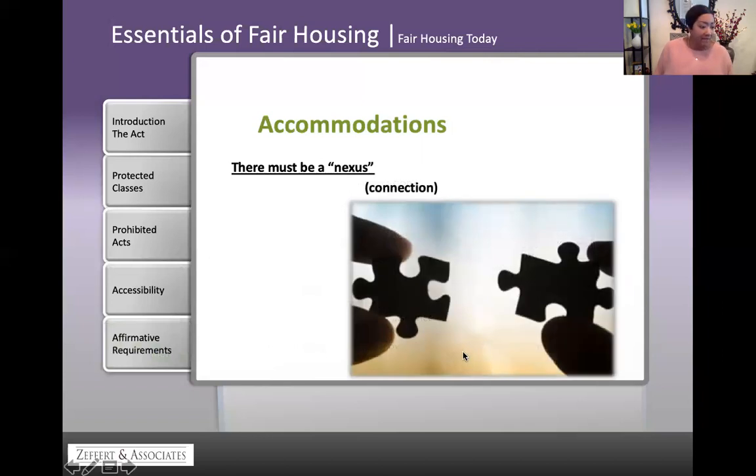We're on page number 11. We're still talking about reasonable accommodation, and what does it mean? At the top of page number 11, it says a reasonable accommodation can be requested during the application process or at any time during residency. However, there must be a nexus, which is a connection, between the disability and the request. To show that a requested accommodation may be necessary, there must be an identifiable relationship, or a nexus, between the accommodation requested and the individual's disability.